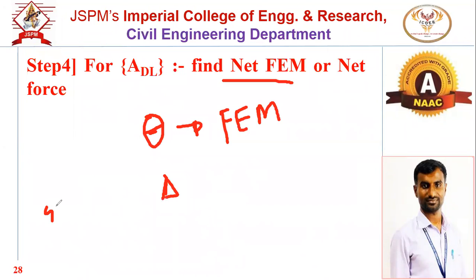Generally, in case of a sway frame, delta will be there. So if the degree of freedom is delta, then we have to find out the net force. We have to find out the force in that case when we are having the delta. But here, what degree of freedom are we having? We are having theta B.